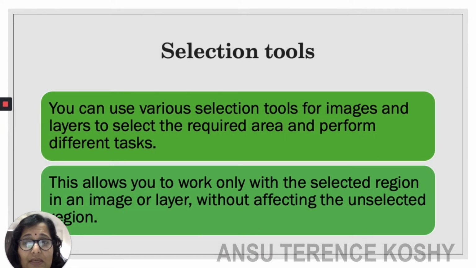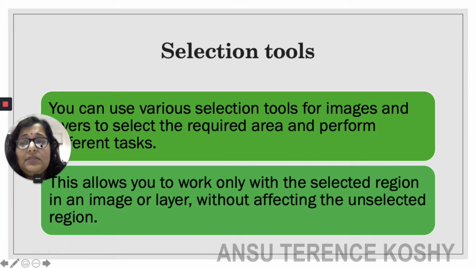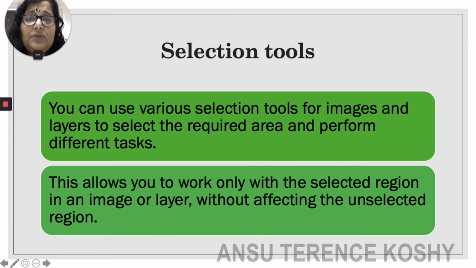Selection tools. There are different types of selection tools in GIMP. This time we are going to discuss only the different types of selection tools that are available. You can use various selection tools for images and layers to select the required area and perform different tasks. That is, there are lots of selection tools available in GIMP for selecting the parts of the image that you need to work on. So you can select based on the requirement. Depending on which shape you need to work on, you can select the tool accordingly.